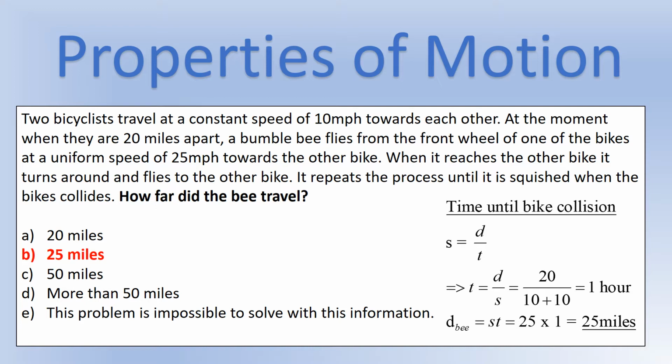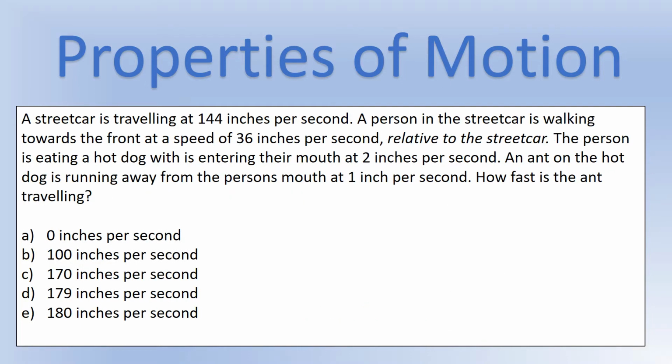So we know that they're 20 miles apart, and we know they're approaching each other at 20 miles per hour because each one is going at 10 in the opposite direction, so they approach each other at 20 miles an hour. So it takes them 1 hour to collide, and the bee will travel 25 miles in that hour. That's how we'd approach this question here. Okay, so let's take a look at the next one.